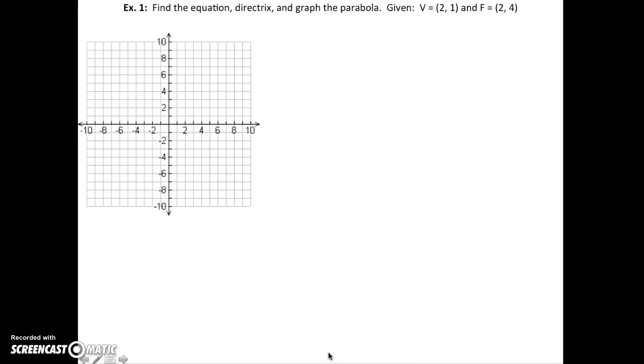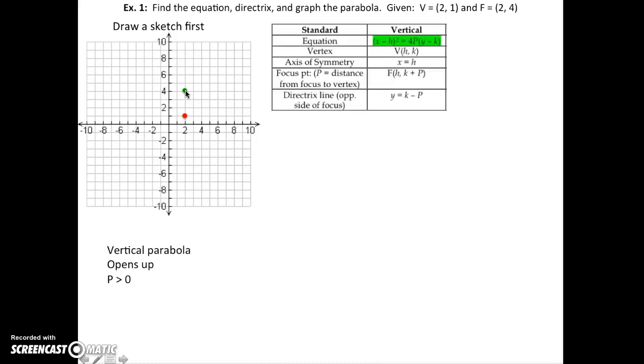Find the equation, directrix, and graph the parabola given that the vertex is (2, -1) and the focus is (2, 4). The first thing you need to do is sketch this out. So here's our vertex, here's our focus. The reason why this is important is because it's going to tell us the orientation of the parabola. Since the focus is above the vertex, it's going to be a vertical parabola that opens up, since p is going to be greater than 0. So we're going to use the vertical information.